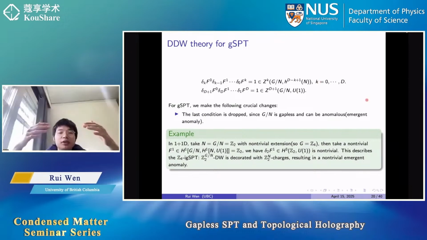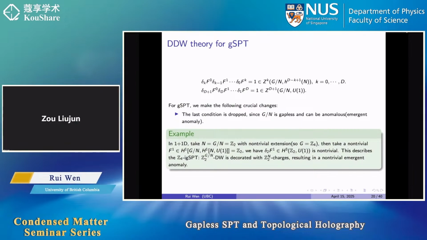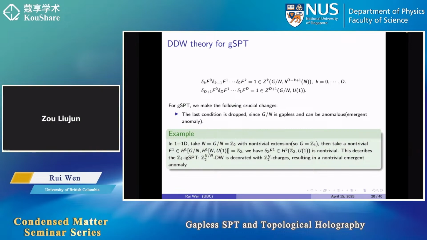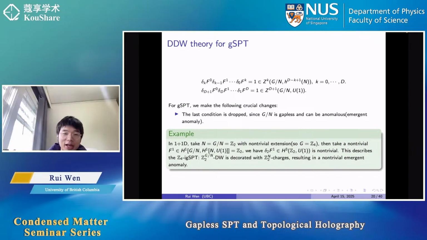So you consider a 2+1D SPT of G. On the boundary, there will be G anomaly, right? The boundary is 1D with anomalous G. Usually we say that if it's symmetric, it must be gapless. Like in the Levin-Gu model, the boundary must be gapless if it's symmetric, because it is 1D and there is no topological order. But it does not have to be fully gapless.